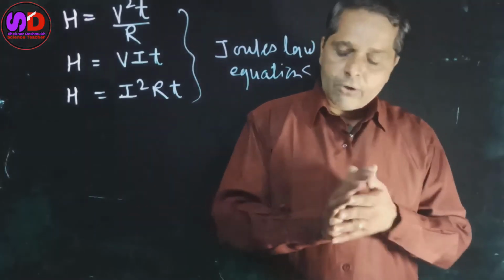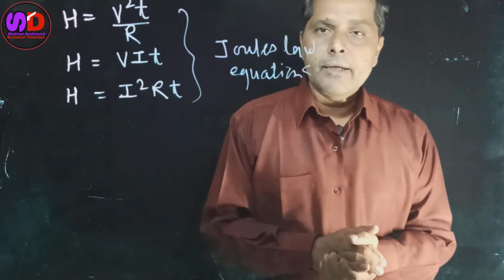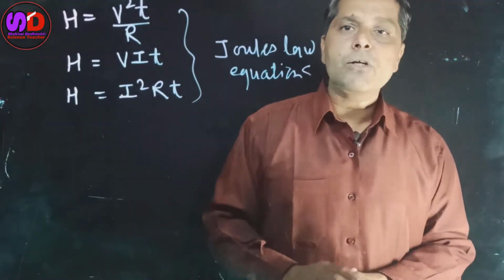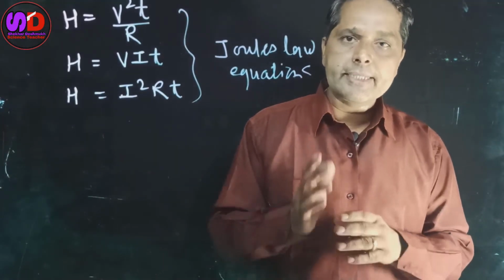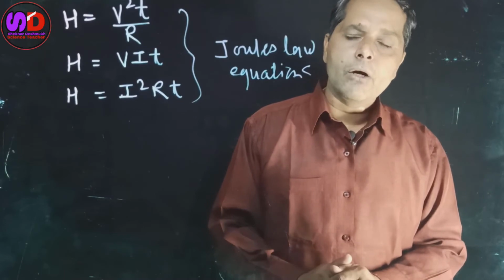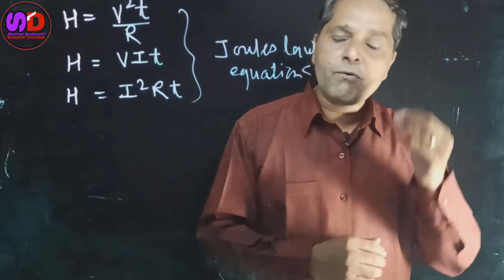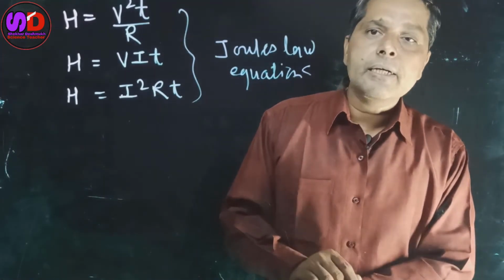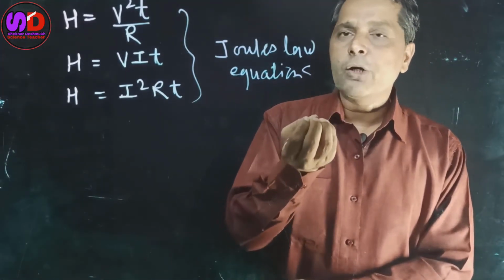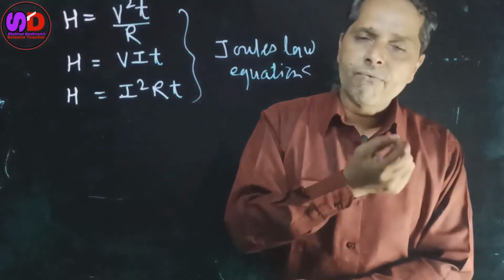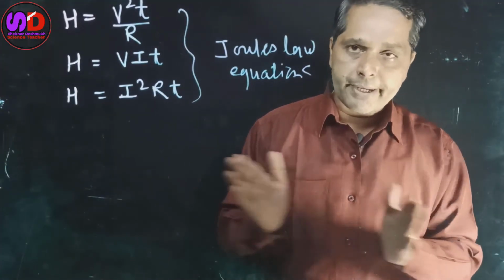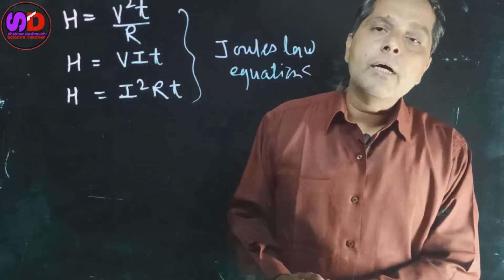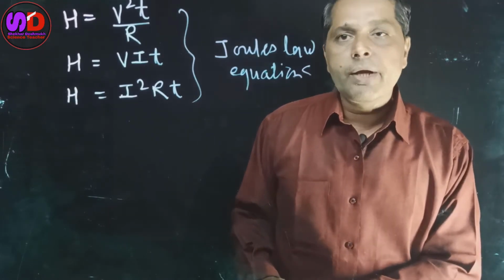Then we learned about the fuse also, that also works on the heating effect of electric current. Whenever an excess amount of current flows through the circuit, a large amount of heat is generated, and the melting point of the fuse wire is very low, and therefore it melts and breaks the circuit, and it protects the equipment or gadgets which we are using at home.